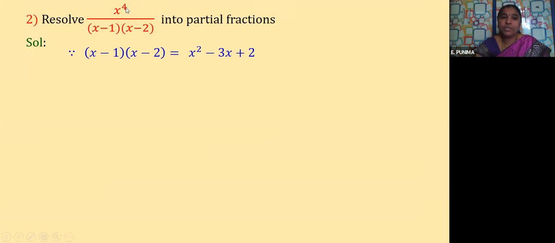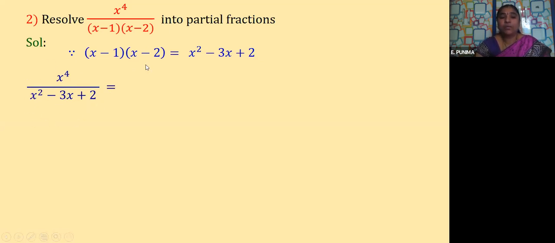So the numerator's degree is 4 and the denominator's degree is 2. So obviously we can say that the numerator's degree is more than the denominator's degree. So which fraction is it now? It is an improper fraction. Yes, children. So how can we split it? First, what you have to do: x to the power of 4 by x square minus 3x plus 2 is equal to, what I am doing here, children, in place of x minus 1 into x minus 2, I am writing x square minus 3x plus 2, because the product of these two is nothing but this one.